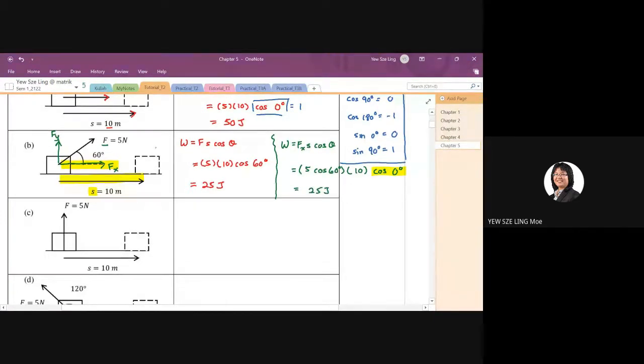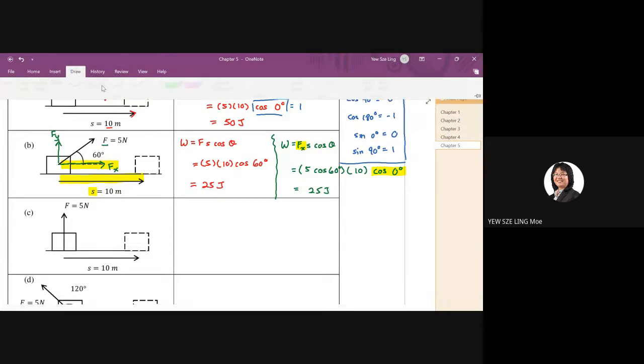Okay, the only difference now is that you resolve Fx. You resolve the force into the x component first, so that the force is pointing in the same direction as your displacement. So this method, usually we use it when we calculate total work done. Because for total work done, you need to use net force.